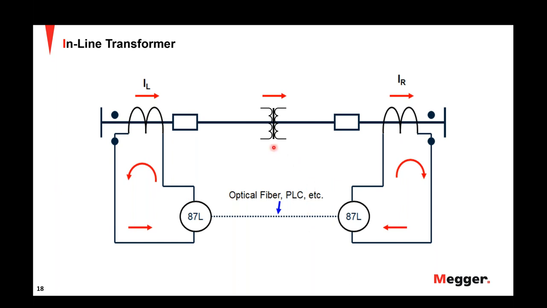So when we have a transformer involved in the system, a lot of things come into the picture, right? Transformer vector group, transformer connection type, whether it's delta-Y or Y-delta, zero sequence compensation, ratio of the CTs, and everything. So in this case, when you have an inline transformer, the modern microprocessor relays perform compensation of the currents, considering all these factors that I just mentioned. They perform the compensation before transmitting that information to the remote end.